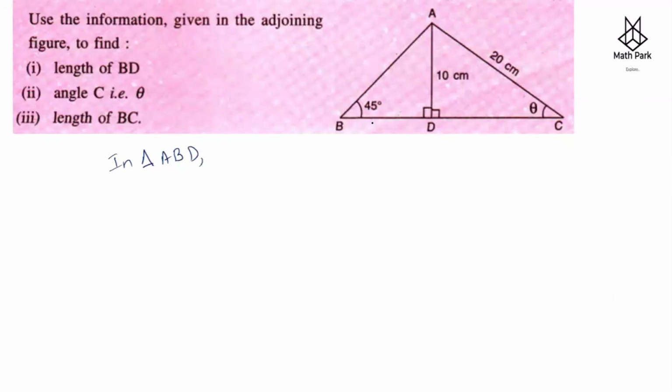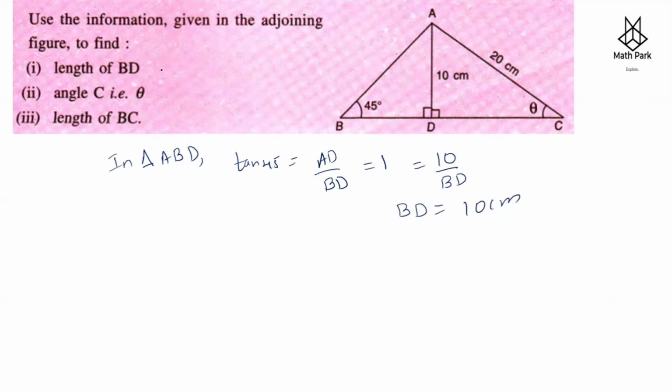now we have to find BD. BD is adjacent to this 45 degree and the opposite is given. So, we have again the mnemonic. What was that? Osha Chota. So, tan is the ratio which is considered with opposite and adjacent. So, in this triangle, we have tan of 45 is equal to opposite upon adjacent, that is AD upon BD. And value of tan 45 is 1. AD is given to you as 10 and BD is what we have to find out. So from this we get BD is equal to 10 centimeter.